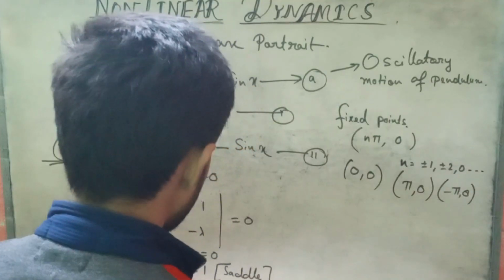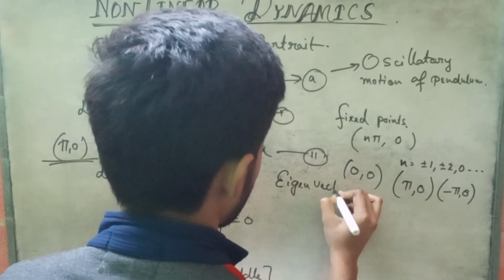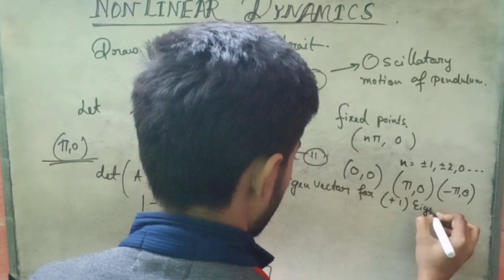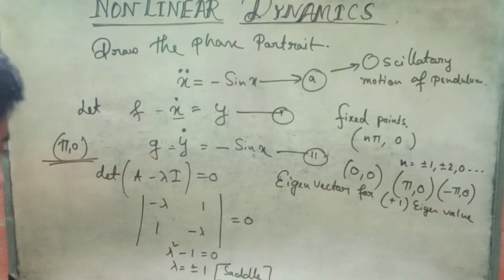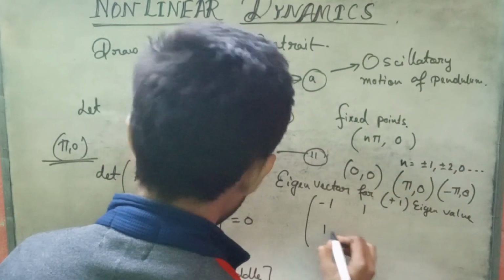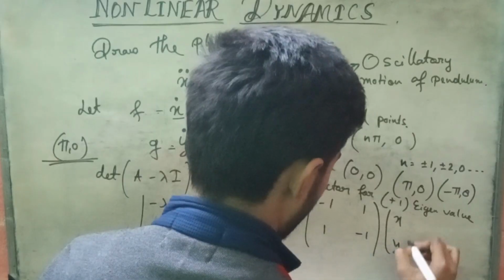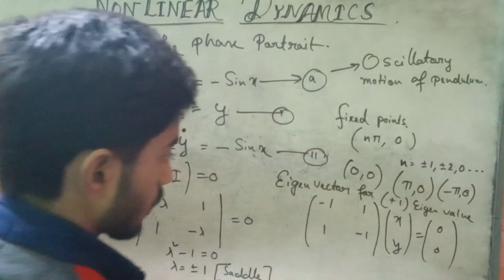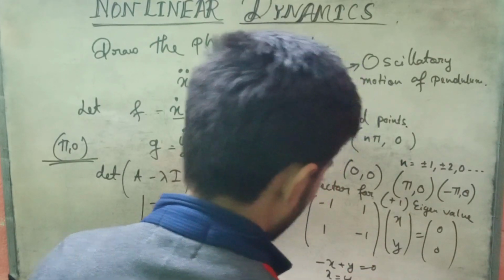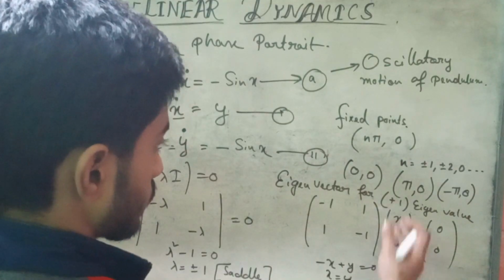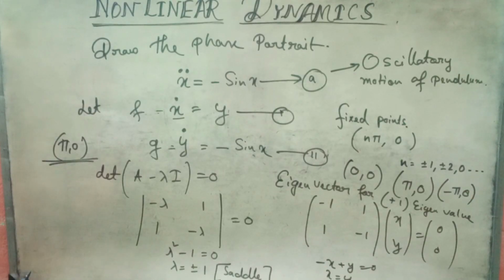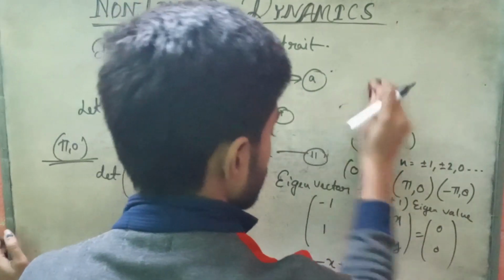And let's find the eigenvector for the plus 1 eigenvalue. So how can we find the eigenvector? Put the value of lambda here. This is minus 1, 1, 1, minus 1 into x, y, which equals 0, 0. So this is minus x plus y equals 0. So we can say that x equals y, right? This is the positive eigenvalue, and for the negative eigenvalue, the eigenvector. Now erase this part.